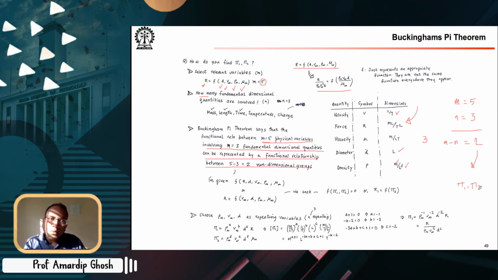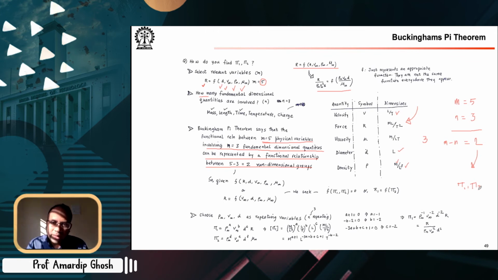Now you understand that if you bring more variables into your model, you would have these other things coming into the picture. For example, if you include surface roughness or temperature, then your m is increasing. So you see that m minus n is increasing. And of course, n is still like MLT in a lot of physical problems.